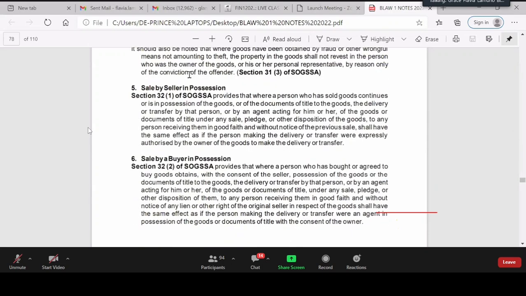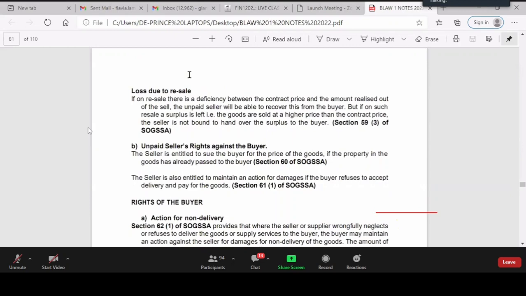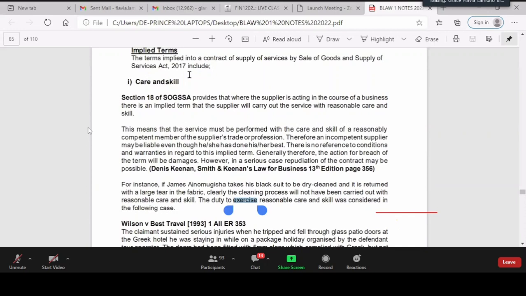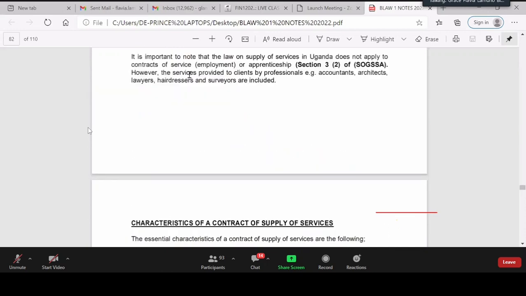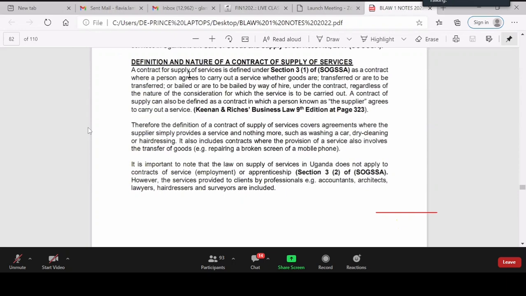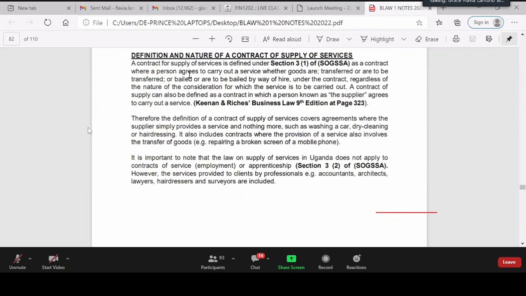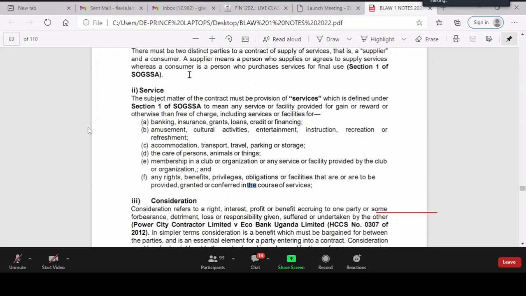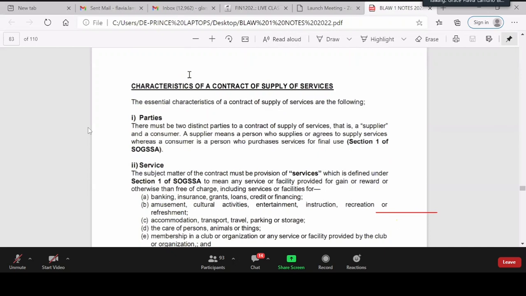Here we go. I think we've explained what the contract for supply of services is. You have the supplier, you have the consumer. As we look at the characteristics, we'll be able to distinguish it from the contract for sale of goods. The similarity is that in both contracts, you have two parties. The difference is who they are. In a contract of sale, you have the buyer and the seller. In a contract for supply of services, you have the supplier and the consumer.